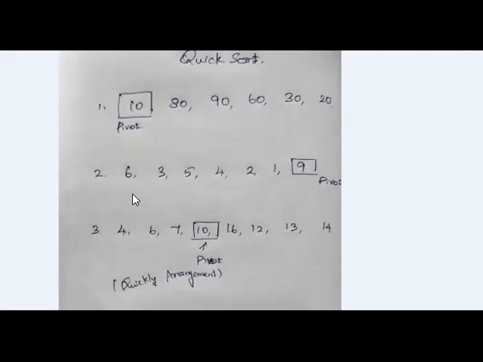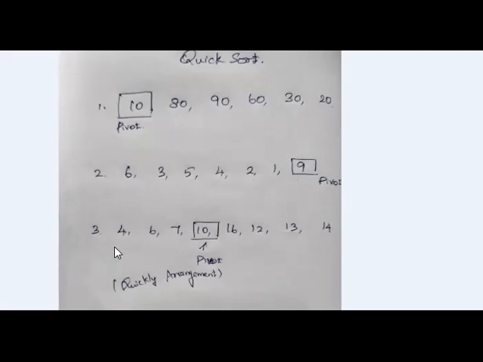In the second example, we see these elements. We choose 9 as the pivot because 9 is greater than all the other elements. So we choose 9 as a pivot on the right side.